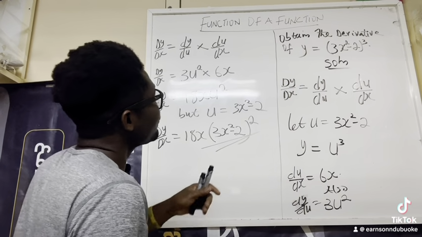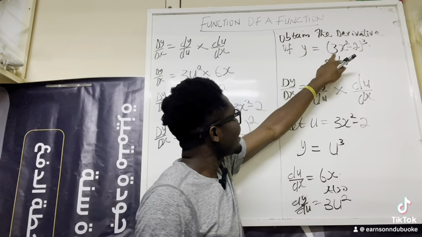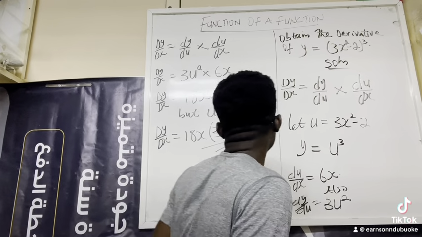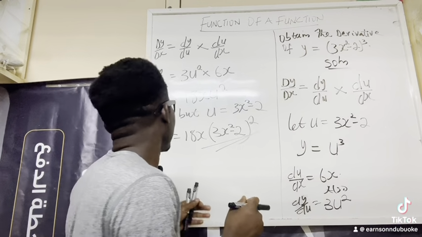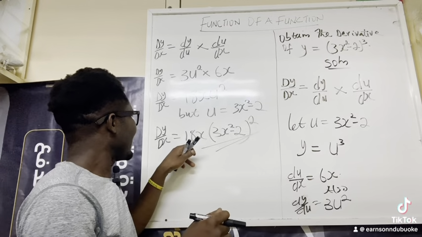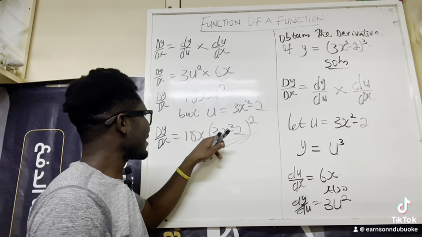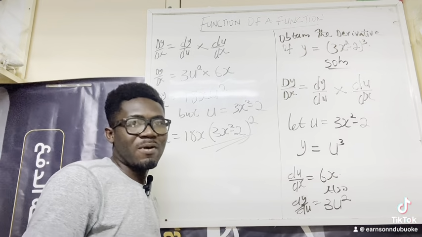That is to say that the derivative of y equals 3x squared minus 2 raised to the power of 3, by using function of a function, is equal to 18x bracket 3x squared minus 2 raised to the power of 2.